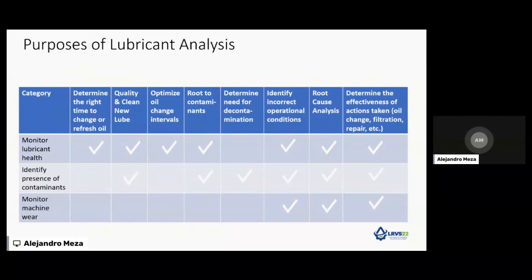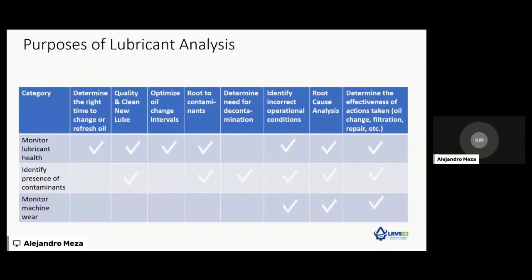We can use oil analysis to determine when is the right time to change the oil, and we can think of a large reservoir, large compressor, a turbine oil, and so on, where we take periodic analysis and we identify when is the right time to change it. And it may be based on the acid number, on the oxidation, on varnish presence, or other factors. But finally, we use the oil analysis to make a decision when the oil has to be changed. The second one, it says quality and clean new lube.